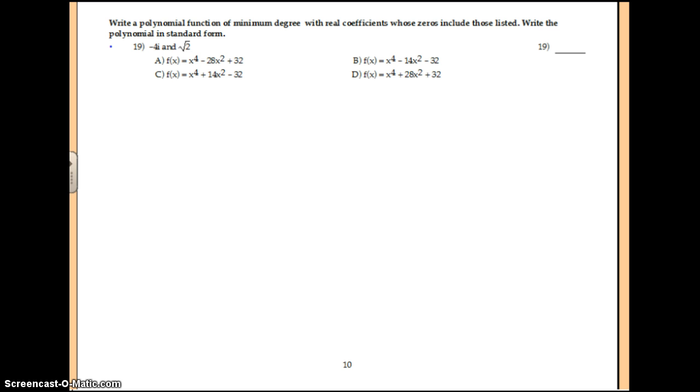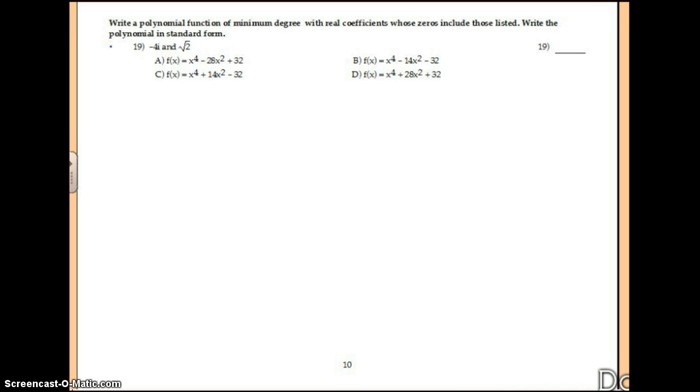Number 19, it says write a polynomial function of minimum degree. So it just means the smallest polynomial that you can, with real coefficients, whose zeros include those listed. Both of these are square root zeros. Remember that i is a square root, it's just the square root of negative 1. Anytime we take the square root of something, it's plus or minus that value. So we say that they have a conjugate. Negative 4i has a conjugate of positive 4i. And then square root of 2 would have negative square root of 2. So we actually have 4 zeros.